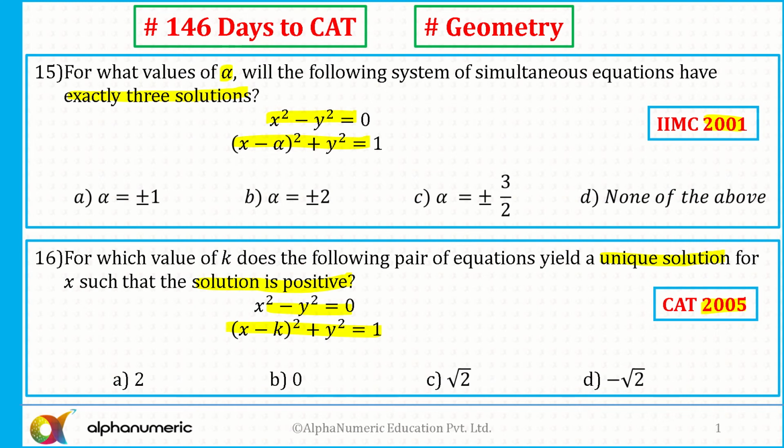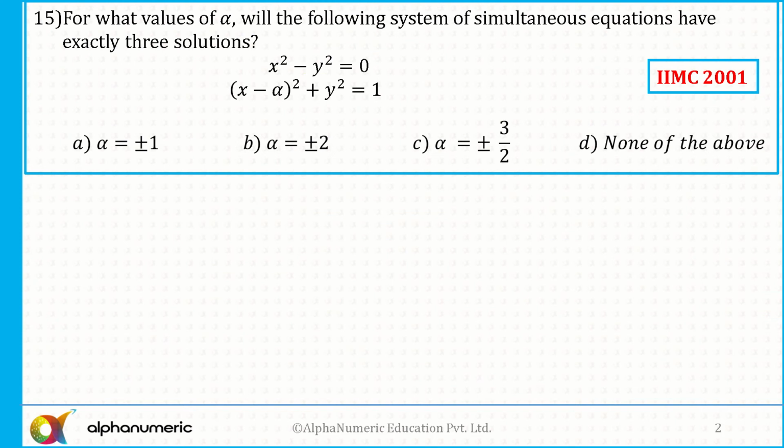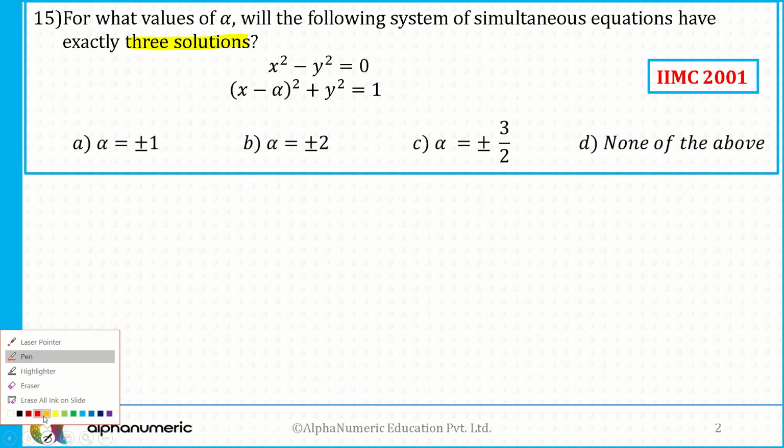Alright. Now you can solve it algebraically also, but if you try to solve it algebraically, it might be time consuming. If you try to solve it using the coordinate geometry funda, it can be solved quickly. Now how? It says, for what value of alpha will the following system of simultaneous equations have exactly three solutions? So we need to find the condition on alpha for exactly three solutions.